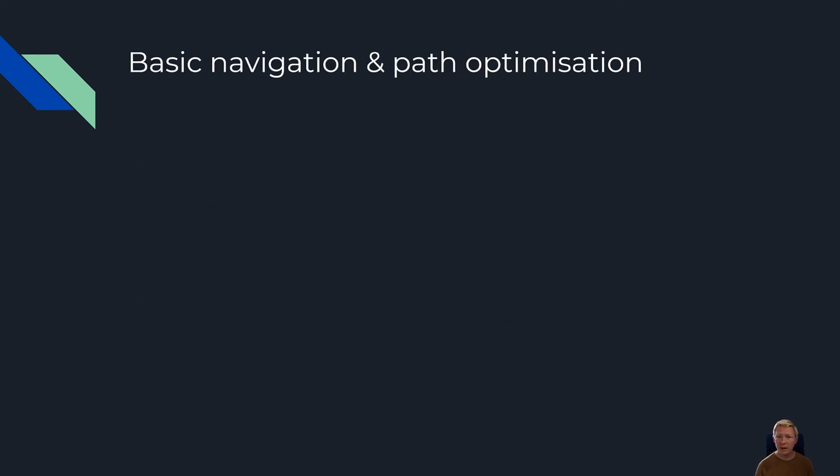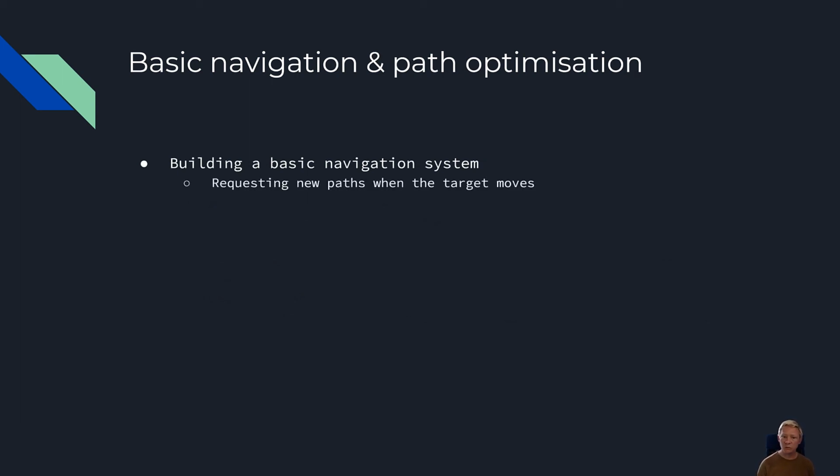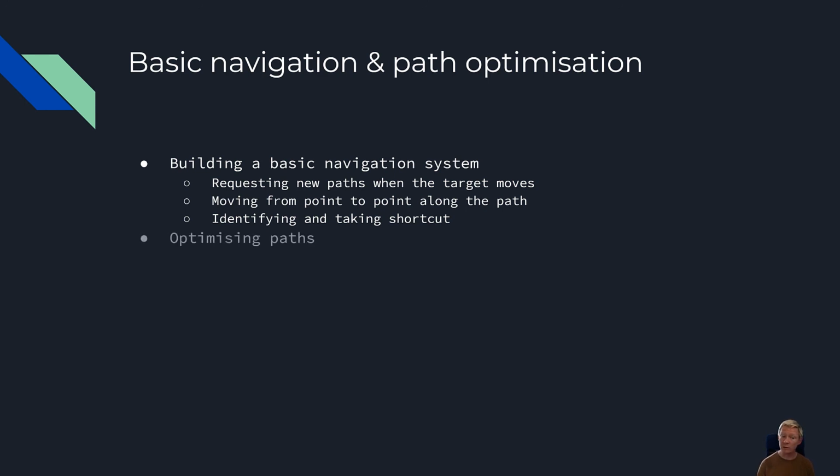And then the final thing we will look at in the last video is we're going to build a basic navigation system. So something that can request new paths when that target is moved, something that can move from point to point along a particular path and identify when it's reached a particular point or reached the destination. And it'll be able to look for and take shortcuts. So that will help improve the appearance of its movement as well.